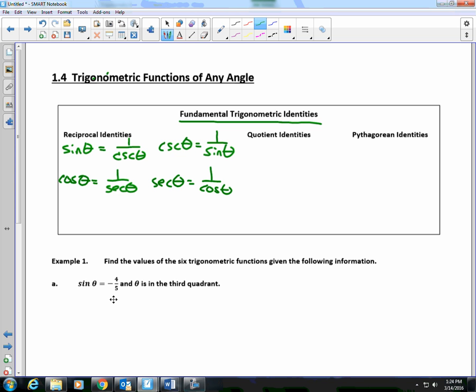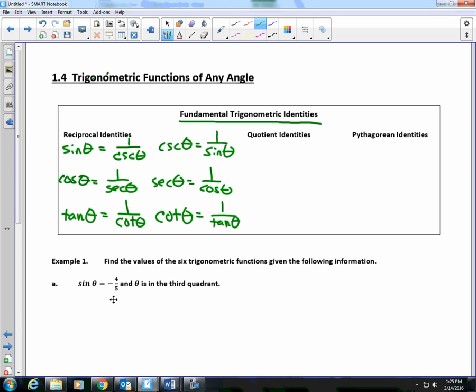What are the two I've left out? Right, so we have tangent of theta is equal to 1 over cotangent. And cotangent of theta is equal to 1 over tangent. They are reciprocal identities. Are they okay?